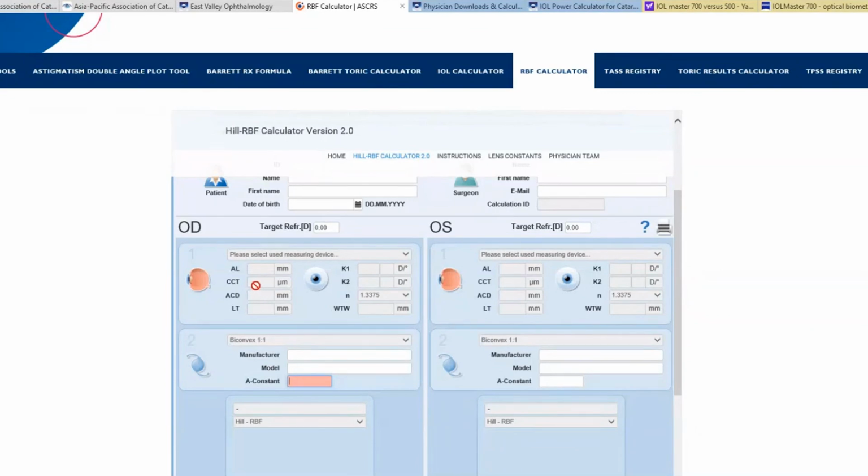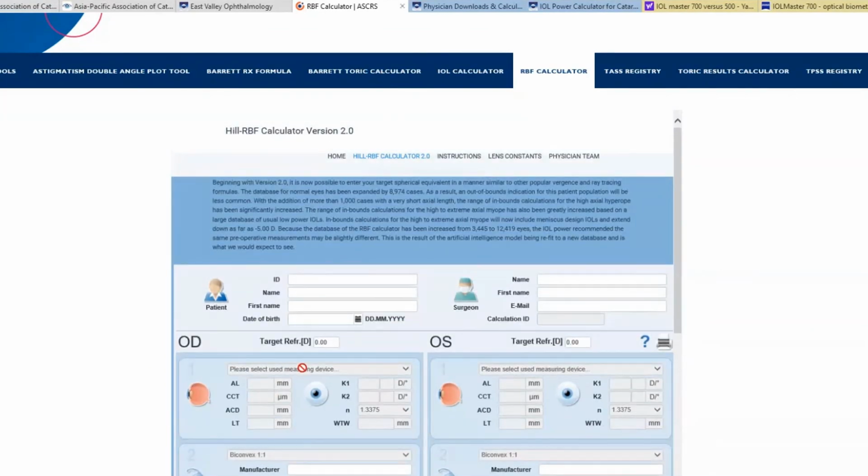Although I think this one is not compulsory, it's not mandatory to enter. There are some mandatory measurements that you need to enter, but this is something that you may not need to enter if you do not have the value.